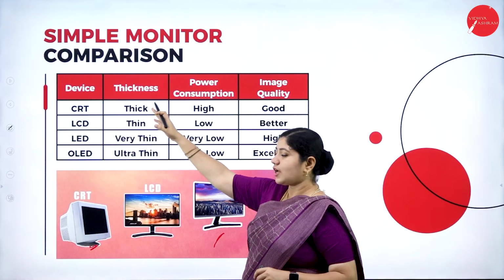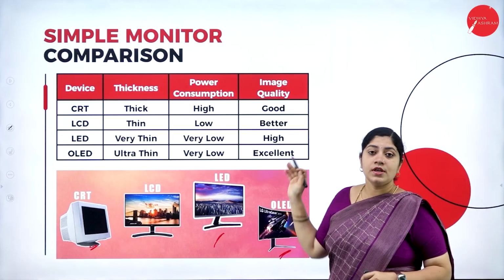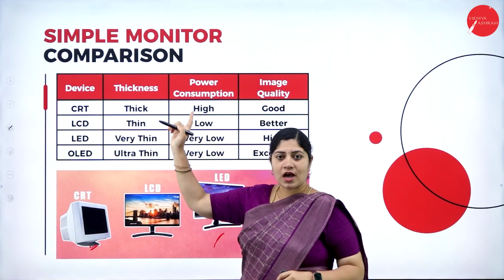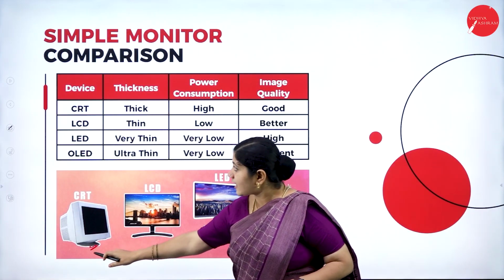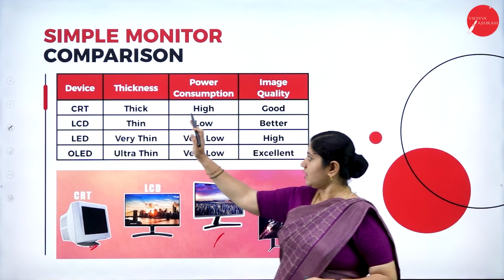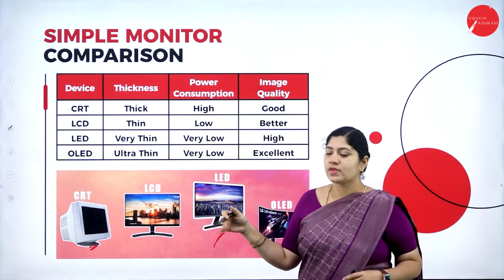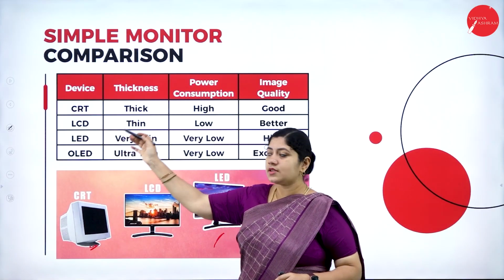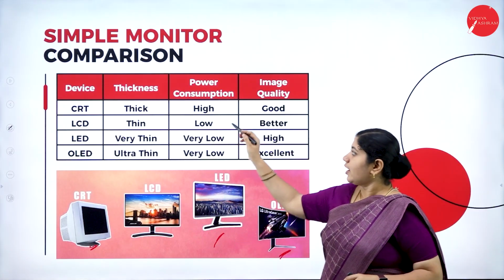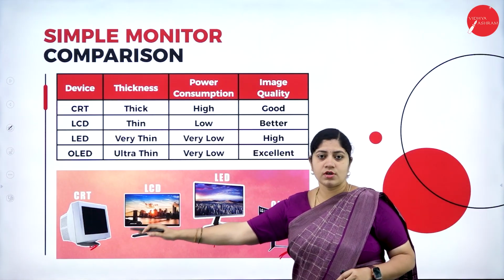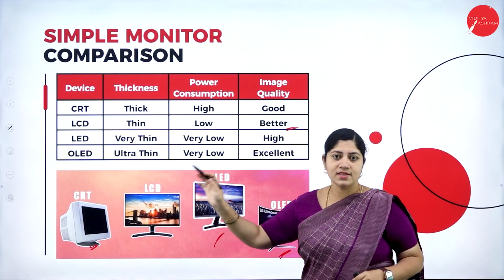We have the first device and various important features like thickness, power consumption, as well as the image quality. So let's see our first device, that is CRT, which is nothing but cathode ray tube. The cathode ray tube's thickness is thick, the power consumption is high, and the image quality is good. Next, with respect to LCD, you can observe here the thickness is thin and the power consumption is low when compared to a CRT tube. Then the image quality is better compared to that CRT tube.